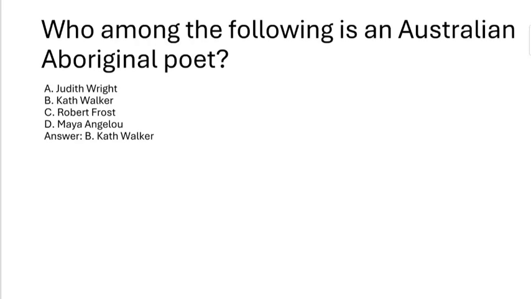Option A, Judith Wright. Judith Wright was an Australian poet, but she was not Aboriginal. She was known for her poems on nature, social justice and Indigenous rights, but her heritage is not Aboriginal. Option C, Robert Frost. Robert Frost was an American poet, not an Aboriginal Australian. He is known for his poems about rural life in New England, such as The Road Not Taken, and has no connection to Australian Aboriginal poetry. Option D, Maya Angelou. Maya Angelou was an African American poet known for her powerful works on identity, race, and empowerment, such as I Know Why the Caged Bird Sings. She is not related to Australian Aboriginal poetry.